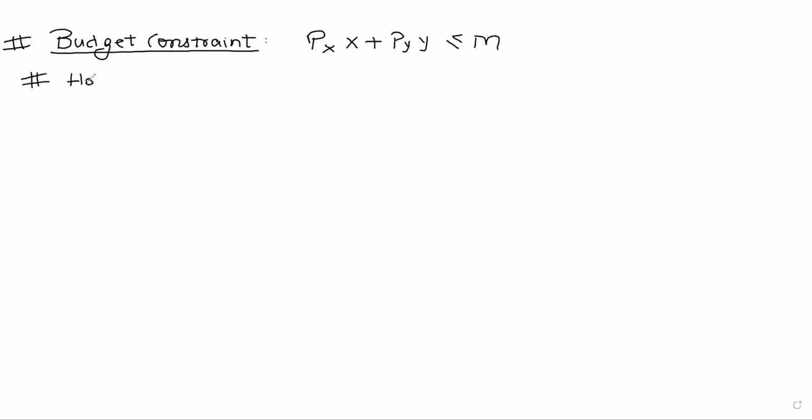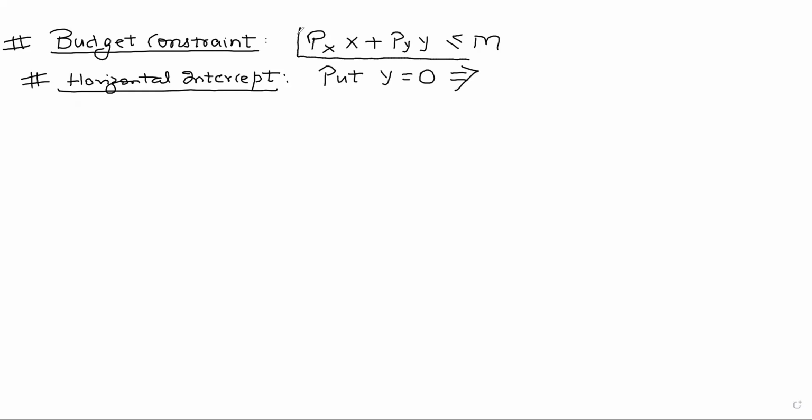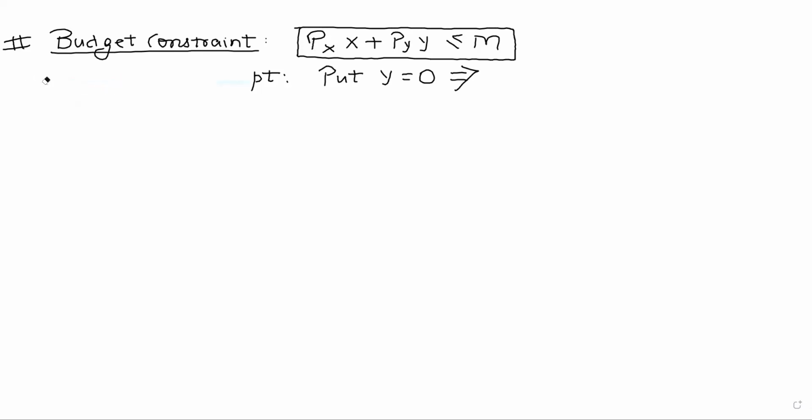So my horizontal intercept, how do we get the horizontal intercept? To find out the horizontal intercept, put y equal to 0. So this is my budget constraint, guys. From this, what will be my budget line? Because to find the horizontal and the vertical intercept, first let me introduce to you what is the budget line. Okay, so let us first see what is meant by the budget line.